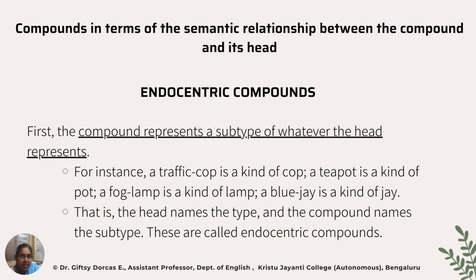And we also see that, in terms of the semantic relationship between the compound and its head, there are different kinds. The first is endocentric compounds. Endocentric compounds are when the compound represents a subtype of whatever the head represents. For example, the word traffic cop. We know that traffic cop denotes a subtype of cop. So over there, it denotes the subtype of the compound word. So this is called an endocentric compound.